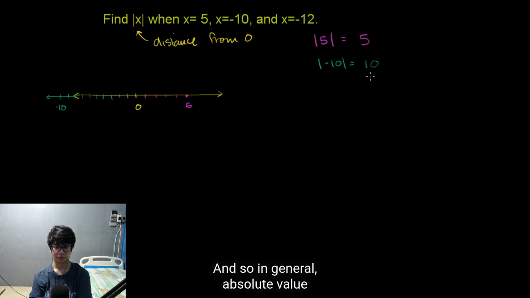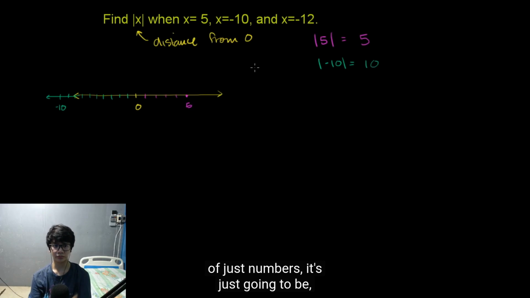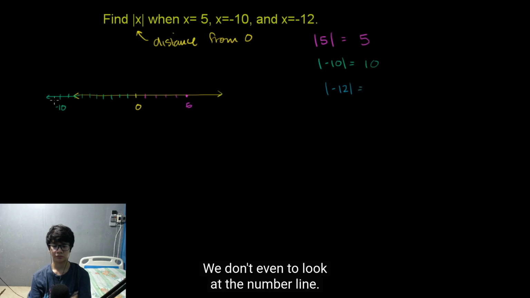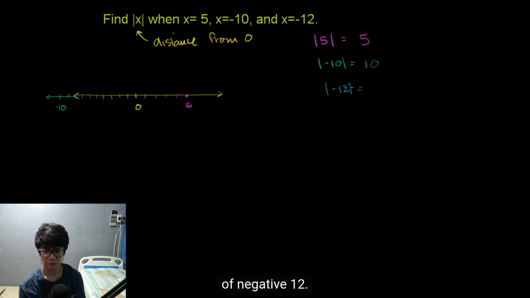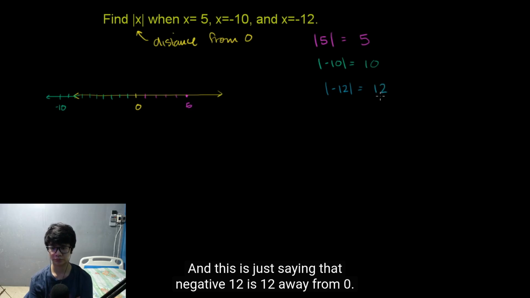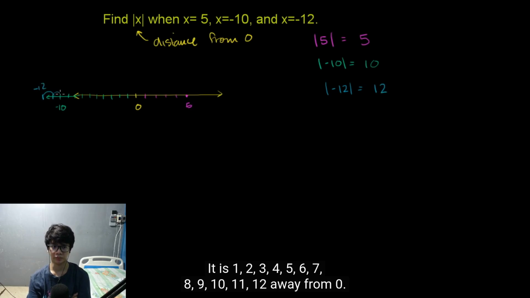And so in general, absolute value will always be a positive quantity. And when we're thinking about just absolute values of just numbers, it's really the positive version of that number. Let's do one more. Well, they tell us to do one more. The absolute value of x when x is equal to negative 12. So we have the absolute value of negative 12. We don't even have to look at the number line. It's just going to be the positive version of negative 12. It's just going to be equal to 12. And this is just saying that negative 12 is 12 away from 0. And we could draw it over here. Negative 11, negative 12 is right over here. It is 1, 2, 3, 4, 5, 6, 7, 8, 9, 10, 11, 12 away from 0.